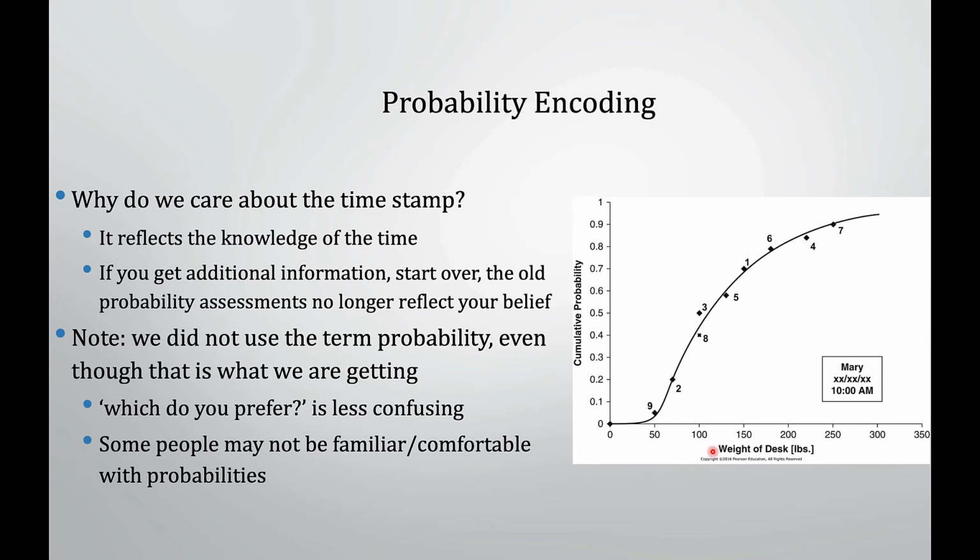It could be the weight of the desk, it could be the time of raining in a day, it could be by how many points one team wins the other. But no matter what the measure is, we're trying to find the full cumulative probability of different values for that uncertain event.